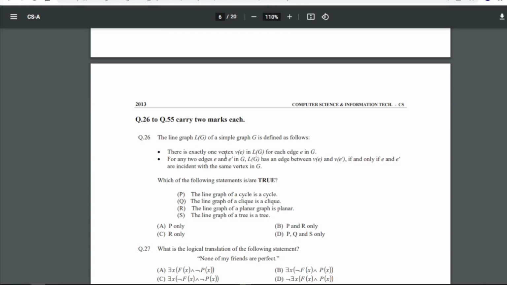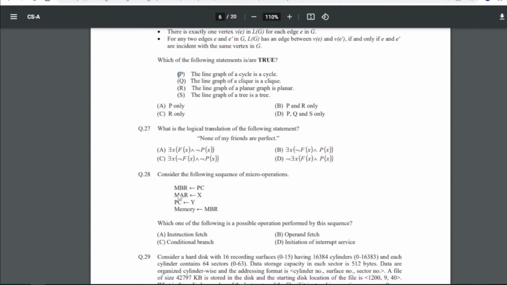26th: the line graph LG of a simple graph G is defined as follows. There is exactly one vertex VE in LG for each edge E in G. Second, for any two edges E and E dash in G, LG has an edge between VE and VE dash if and only if E and E dash are incident with the same vertex in G. So which of the following statements is true? Then for 26 our answer will be A, that is P only. The line graph of a cycle is a cycle, so this one will be true.